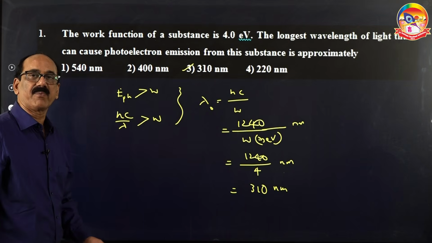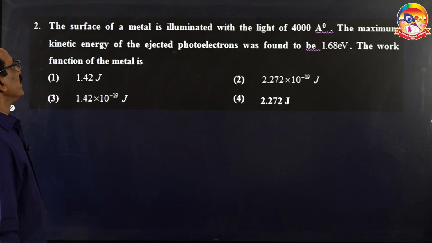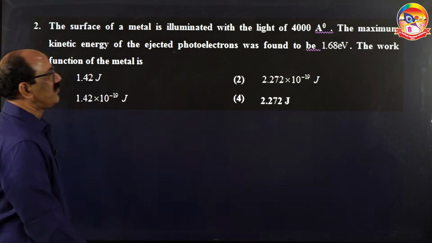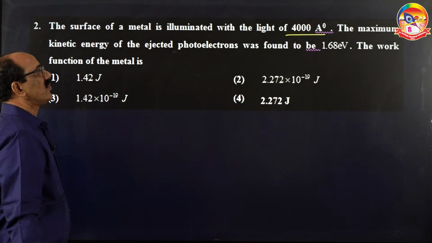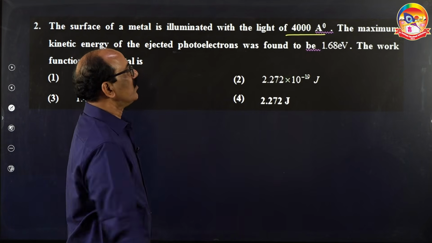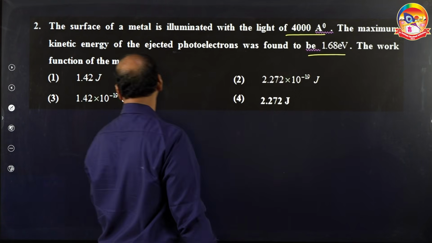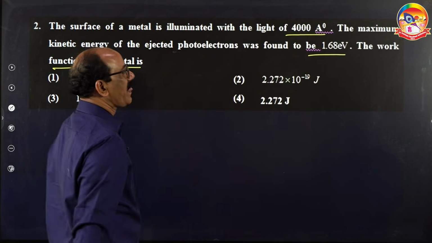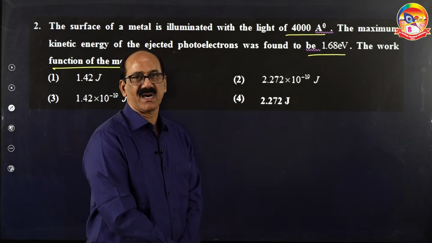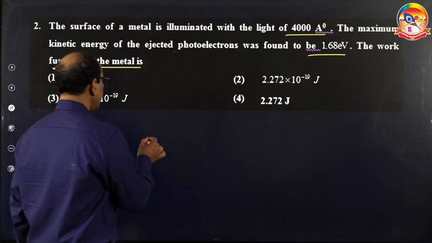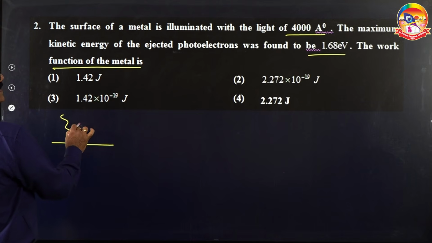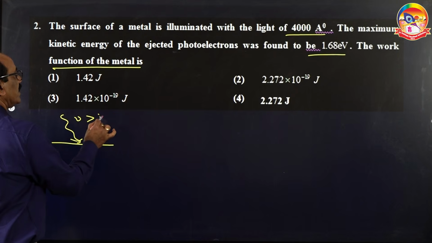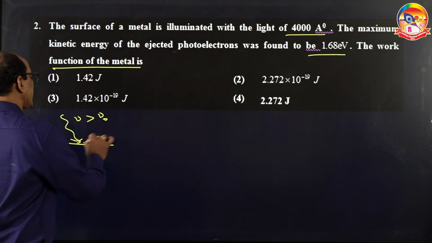Let us now see another problem. The surface of a metal is illuminated with a light of wavelength 4000 angstroms. The maximum kinetic energy of the ejected photoelectrons was found to be 1.68 electron volt. What is the work function of the metal? Now we know that the work function of a metal is a constant for a given metal. On any metal, if a radiation of frequency nu greater than threshold frequency is incident, then photoelectrons are emitted.